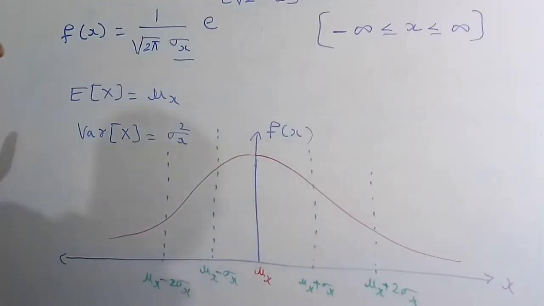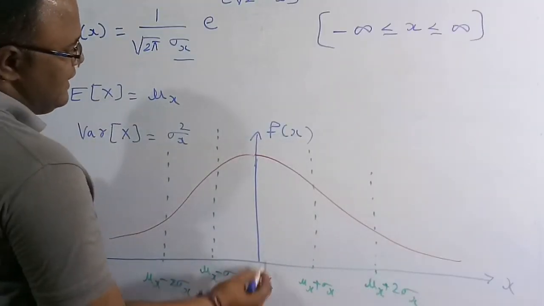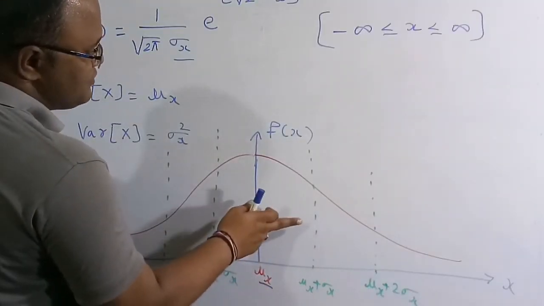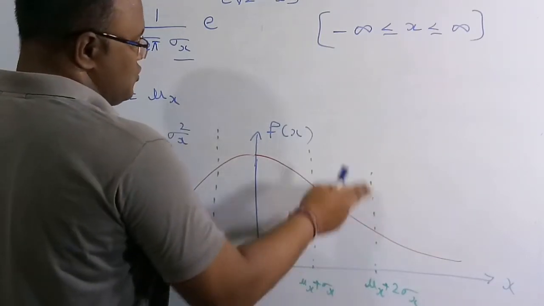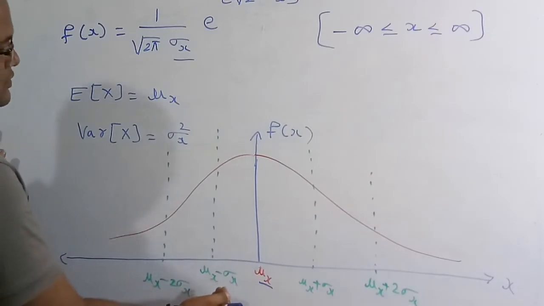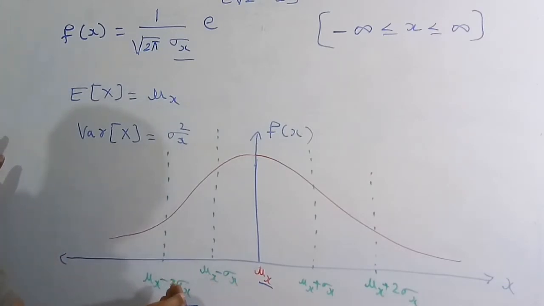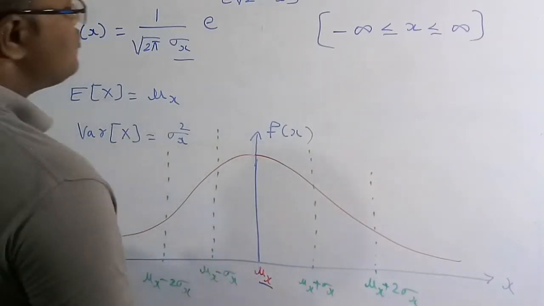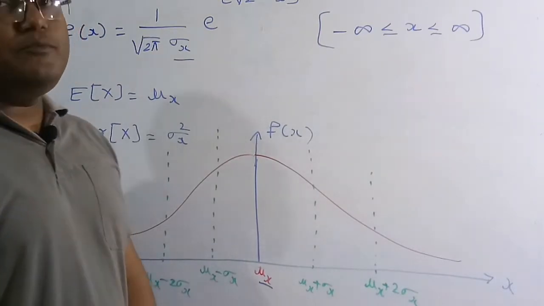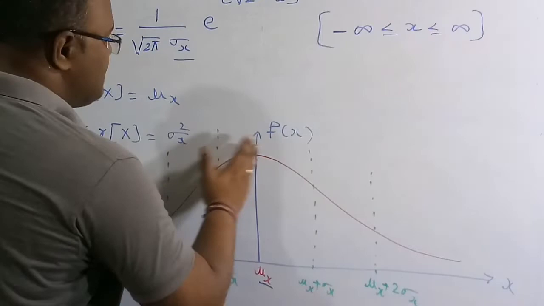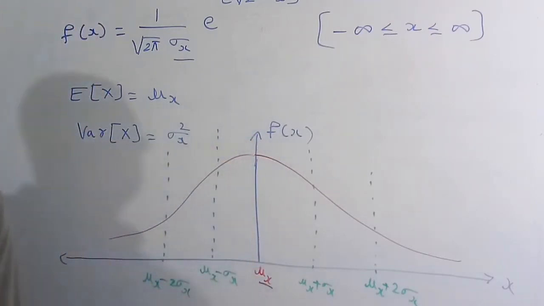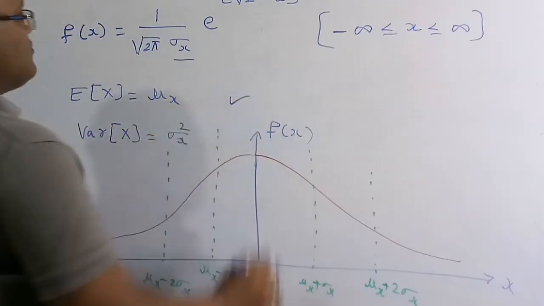You can see clearly that this is the value of mu x and it has a range of sigma x. So this is mu x plus sigma x, this is mu x plus 2 sigma x, this is mu x minus sigma x, and this is mu x minus 2 sigma x. This graph is always symmetric with respect to mu x. Mu x is called the mean value. So this graph is always symmetric with respect to mu x. These are the important points that you always have to remember.